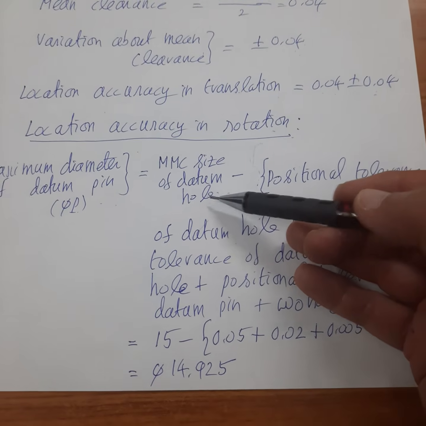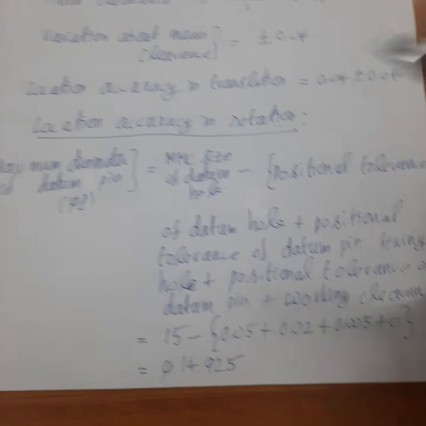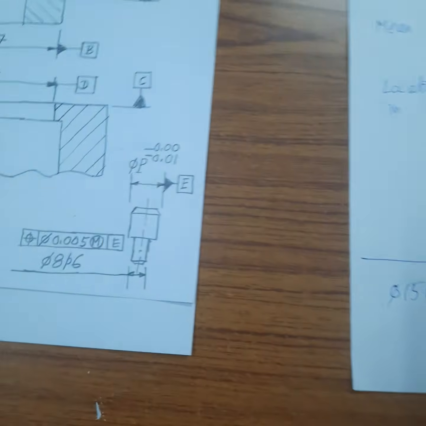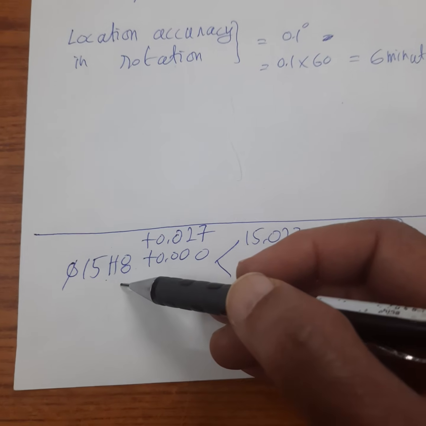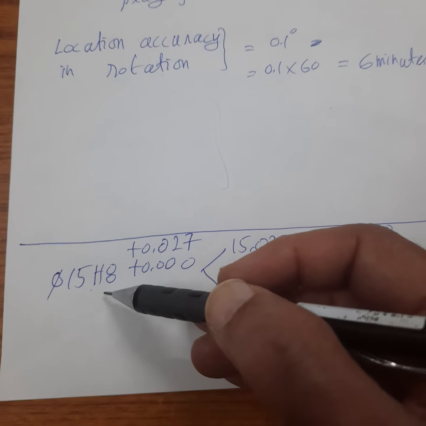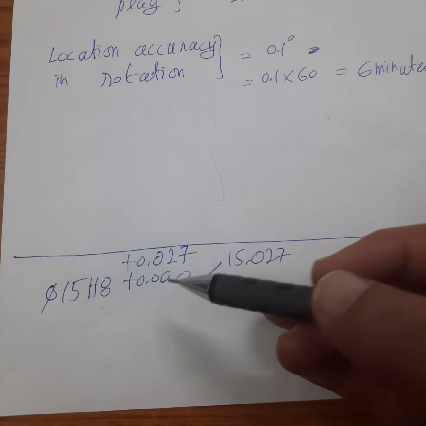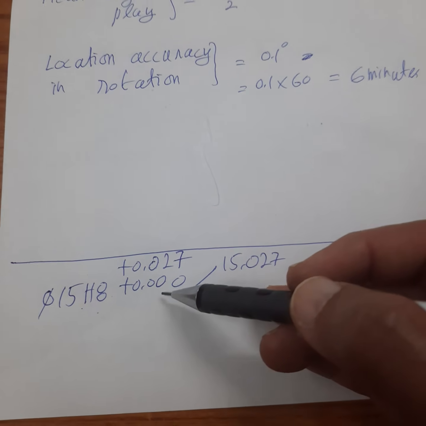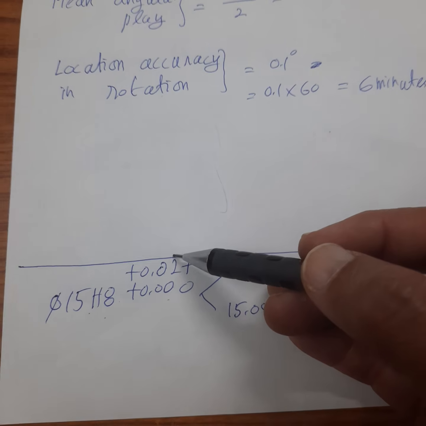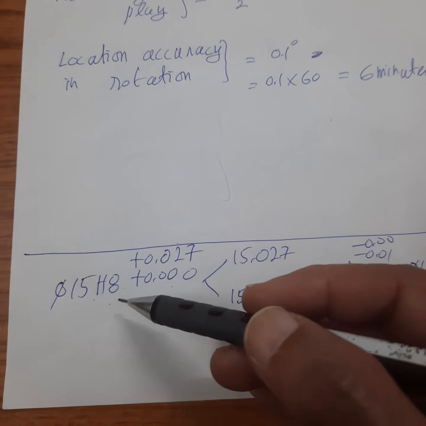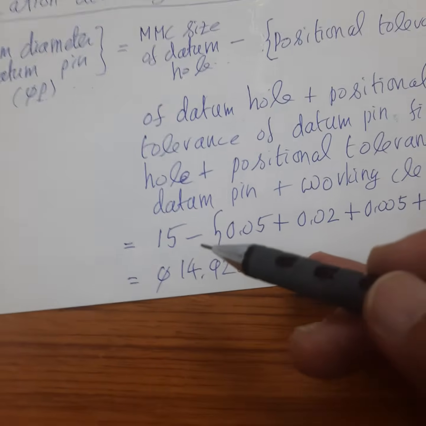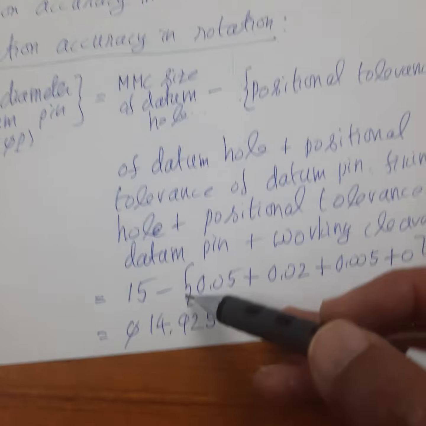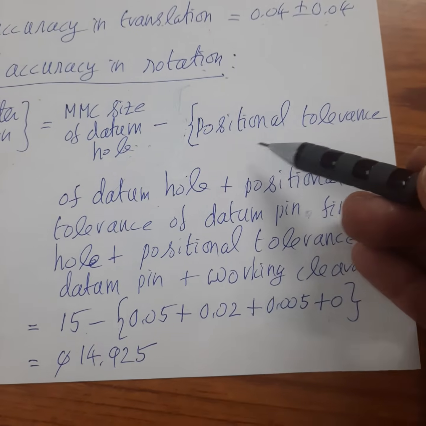Let us see how to find the MMC size of the datum hole. The datum hole is assigned a tolerance of 15H8, so it has a size ranging from 15 to 15.027. So the MMC size of the hole is 15 mm. That 15 is written here, minus the position tolerance of the datum hole.